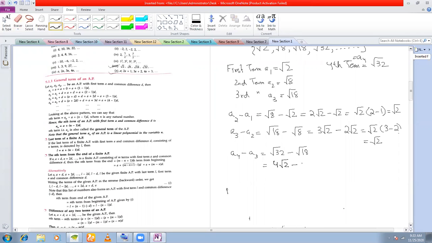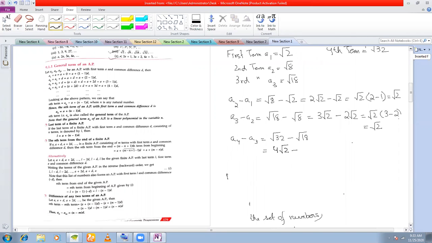And √18 is 2√2. Okay. Hmm. Sir, root 18 is 3 root 2. √18 is 3√2. Okay, fine. 3√2. So this is √2 times (4 minus 3), which is again √2. So what I see here is that A2 minus A1 is √2. This is also √2. This is also √2.